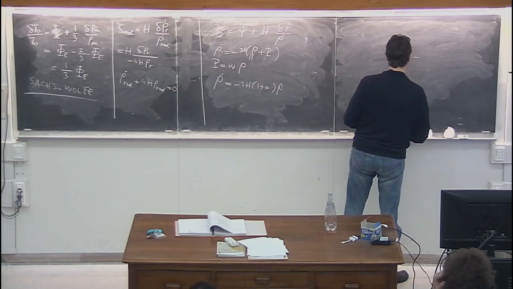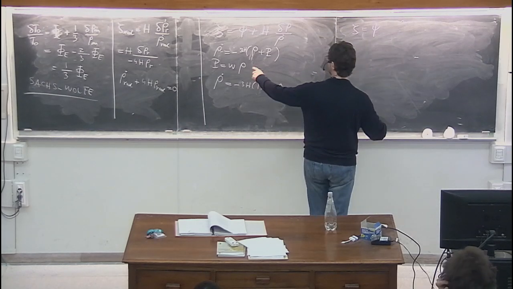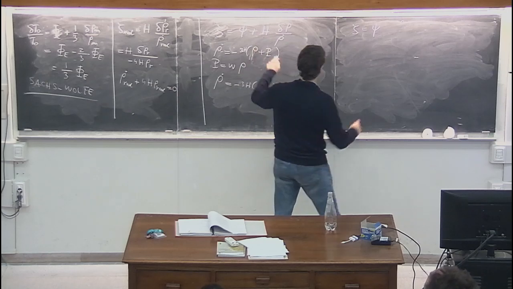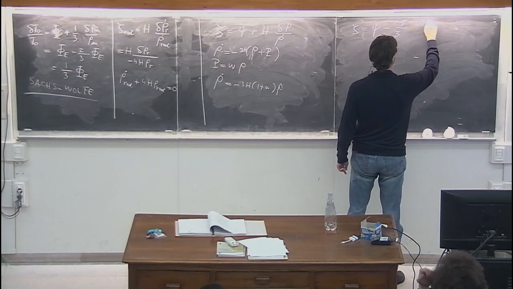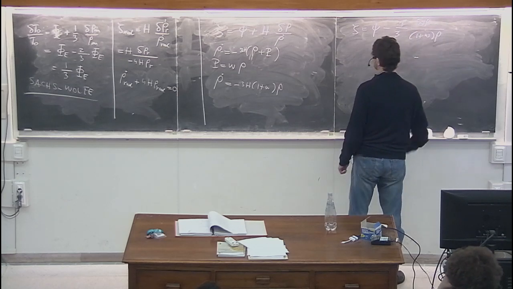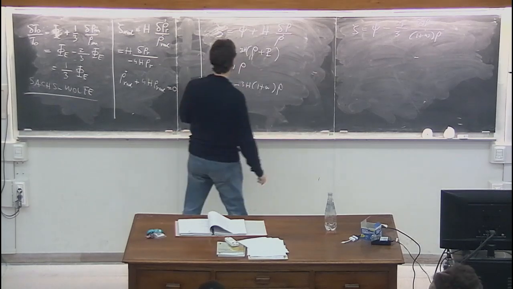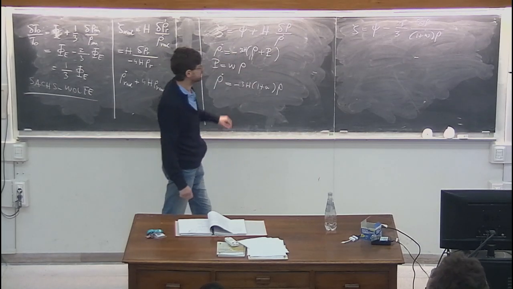So I get zeta is equal to psi, and then I have minus 1/3 delta rho divided by 1 plus W rho. Okay, so there is a minus sign that comes from here. The 3 comes from there.